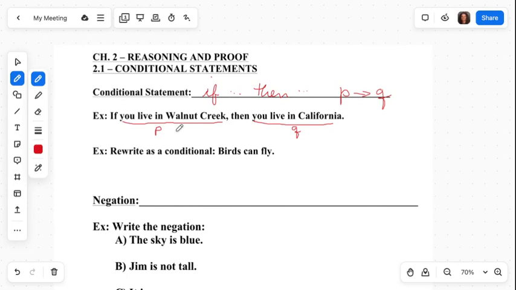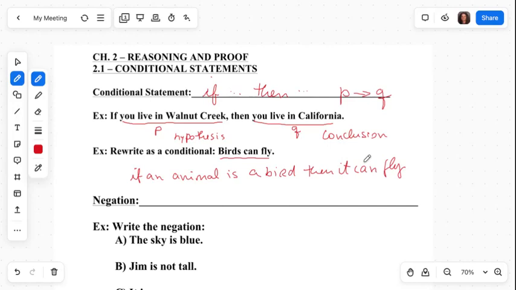So always remember the hypothesis and conclusion. Let's rewrite this as a conditional statement: birds can fly. Remember, it's if-then. So we can say, if an animal is a bird, then it can fly.